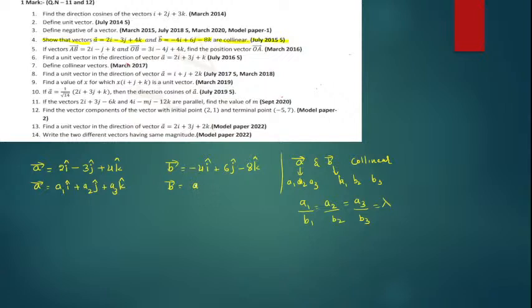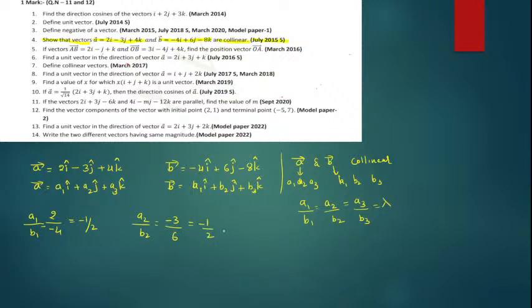in the format B1 i cap plus B2 j cap plus B3 k cap. By comparing this, let us consider the corresponding components ratio A1 by B1. So here A1 is 2 divided by B1 is minus 4. That is, A1 by B1 will be minus 1 by 2. Again let us consider A2 by B2 ratio, that is minus 3 divided by B2, which is 6. Again you will get minus 1 by 2.